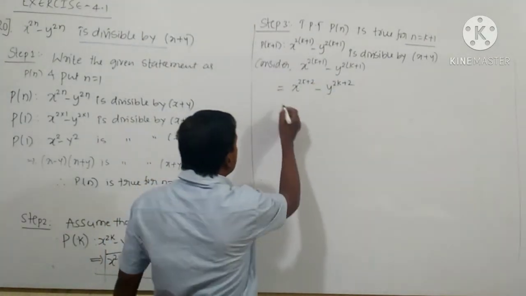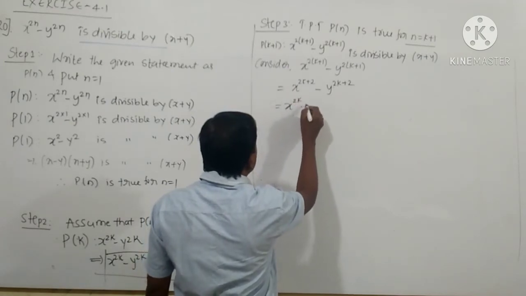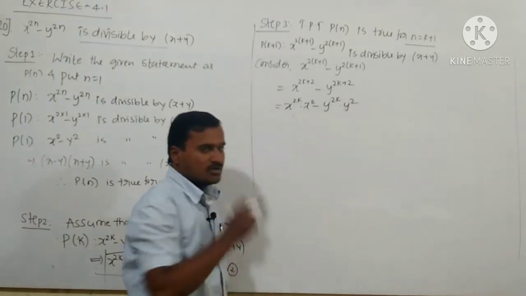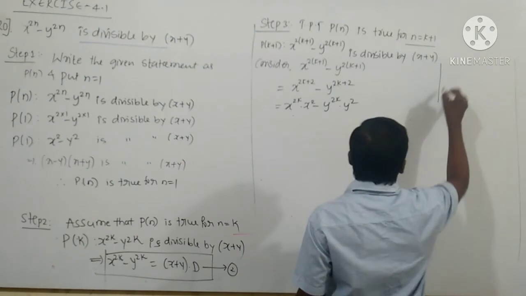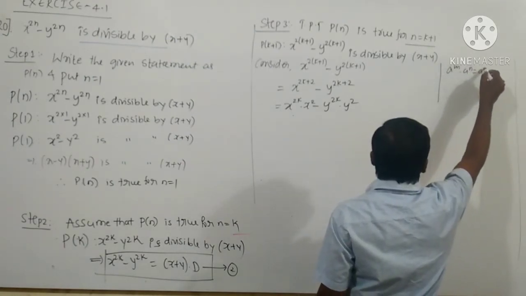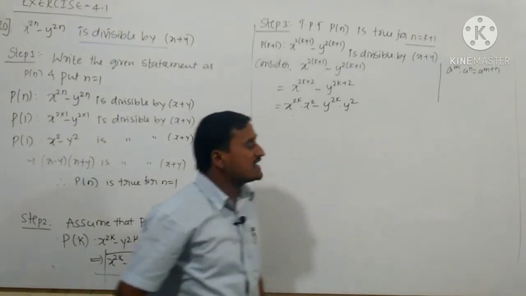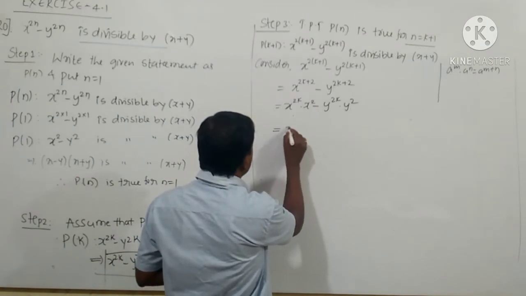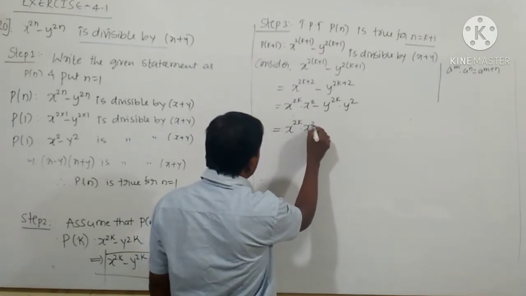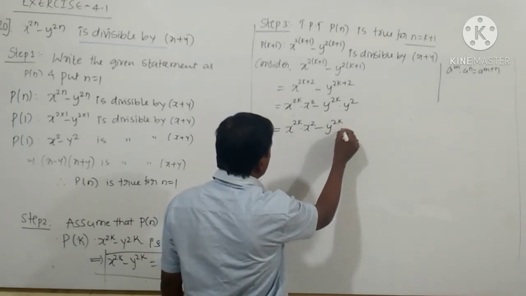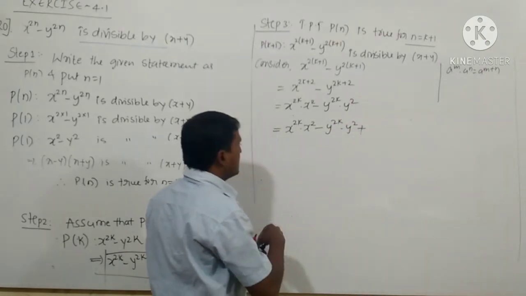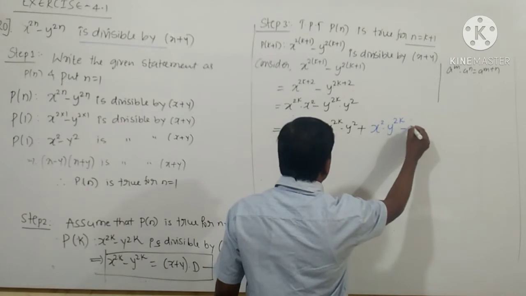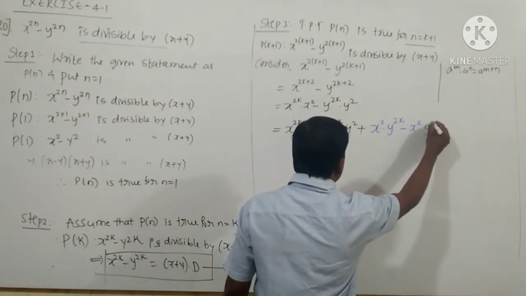Okay, so again here we will write like this: x to the power 2k into x square minus y to the power 2k into y square, because here I have used this formula, that is a raised to m into a raised to n is equal to a raised to m plus n. So here the bases are same, then we have to add the power. So again here I will write like this: x to the power 2k into x square minus y to the power 2k into y square plus x square into y raised to 2k minus x square into y raised to 2k.